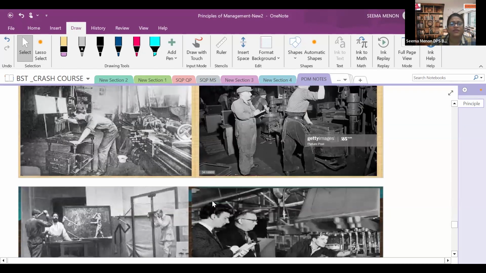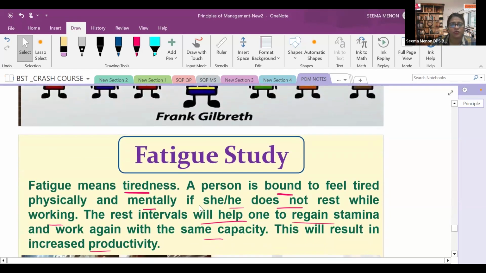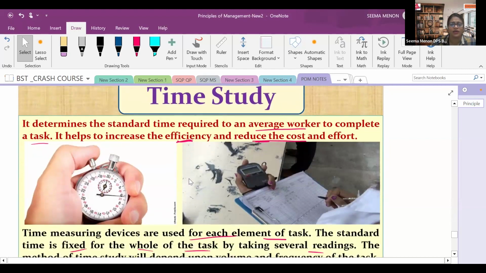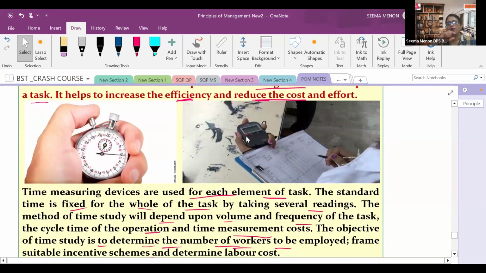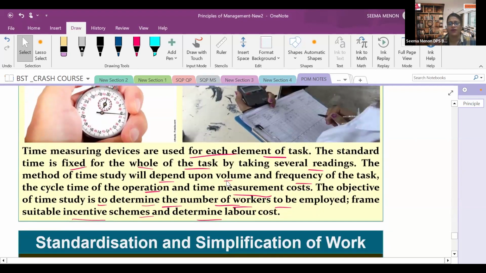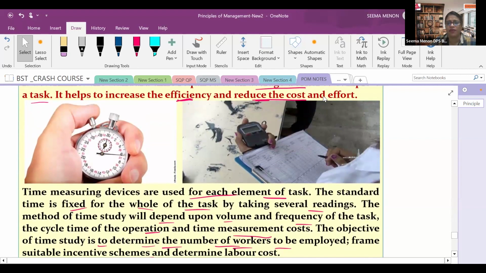Now fatigue study. Fatigue study means enough interval of rest should be given. Then comes time study. There should be an average standard time for average completion of a particular task. For every average worker, how much time they need. So we have to decide a standard time. I hope, children, you are clear with this.